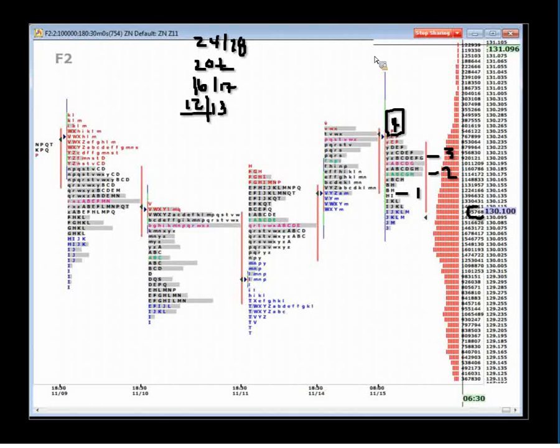To the downside, we got a session low of 7, so 7.8. So it'll split over here. At a wide period low right here. And then our 24 to 28.